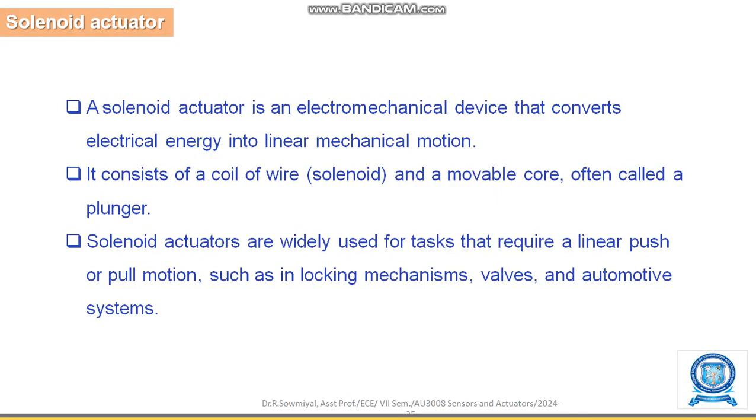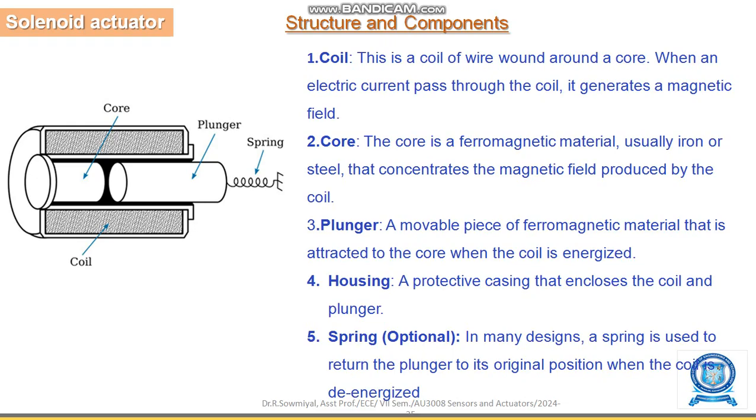Solenoid actuator. Solenoid actuator is an electromechanical device that converts the electrical energy into the linear mechanical motion. It consists of coil of wire and movable core, often called plunger. The solenoid actuators are widely used for tasks that require a linear push-pull motion, such as in locking mechanisms, valves, automatic systems.